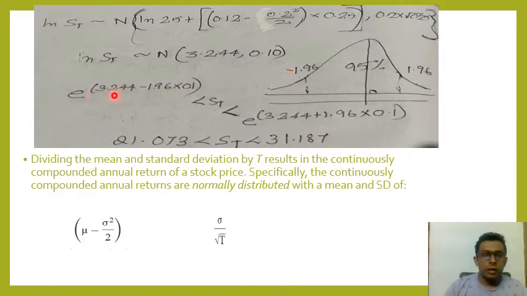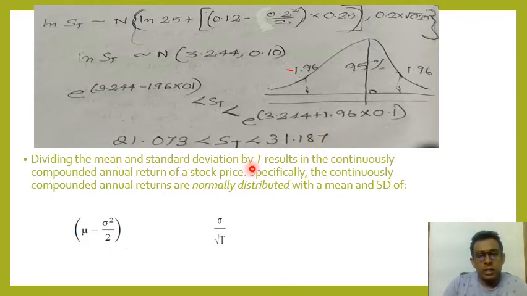For that, we have a formula. This is our mean, which we have already calculated, plus or minus the 95% value, 1.96, into 0.1, which is our standard deviation. So it is e raised to 3.244 minus 1.96 into 0.1, and 3.244 plus 1.96 into 0.1. Taking the 95% corresponding value in the standard normal distribution table, we get 21.073 less than ST less than 31.187, which just means the stock price will be in between 21.073 and 31.187.